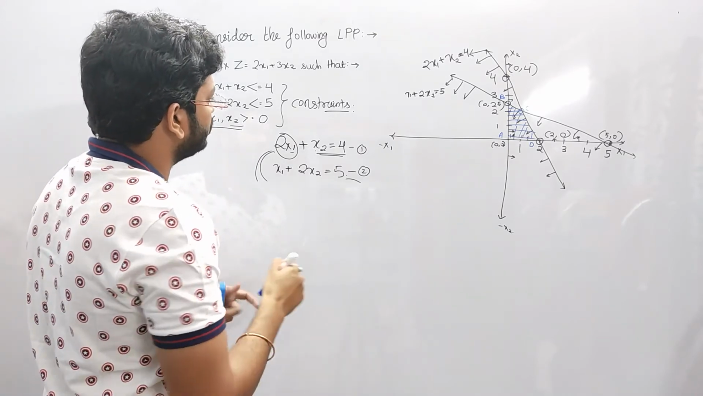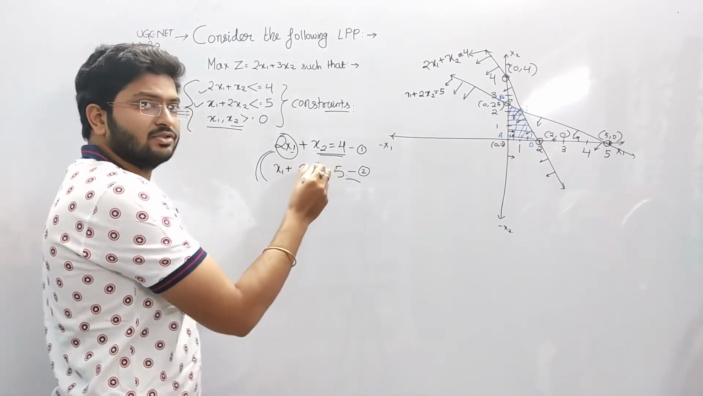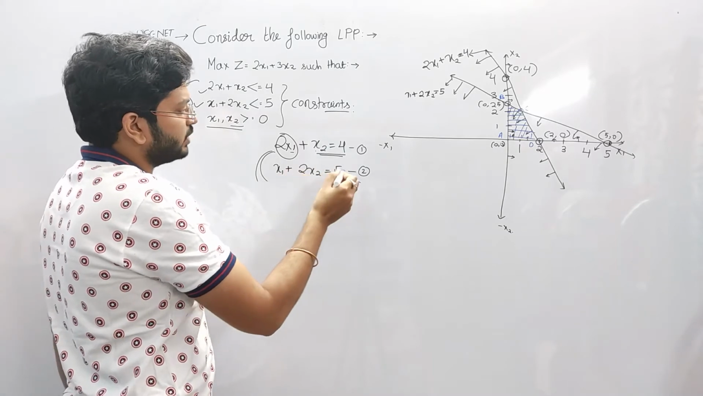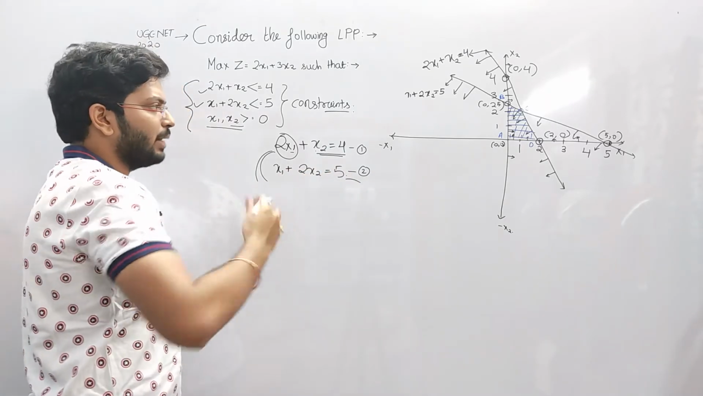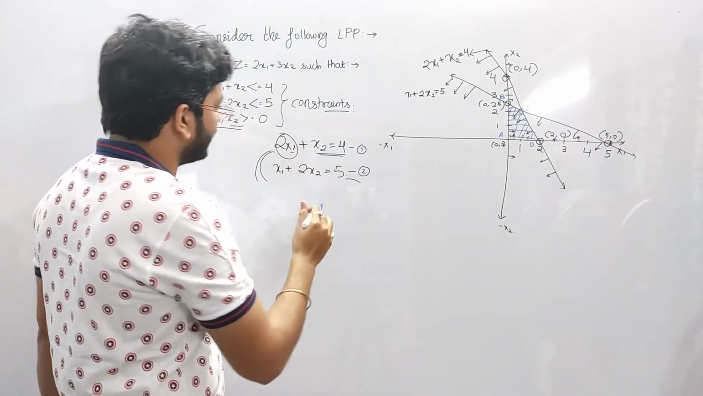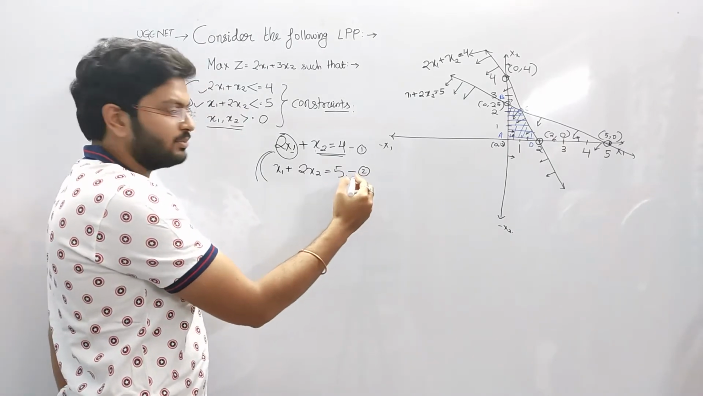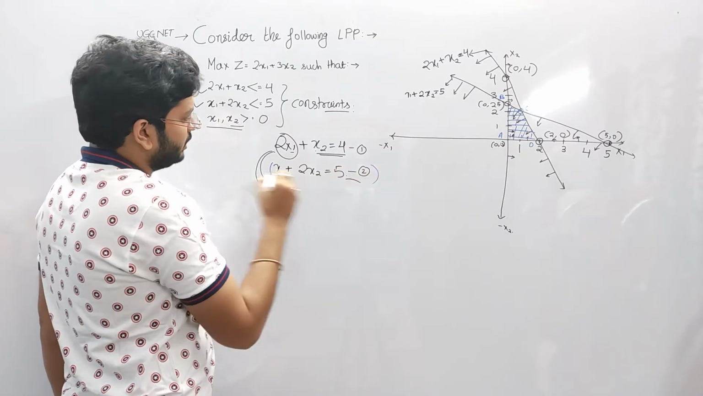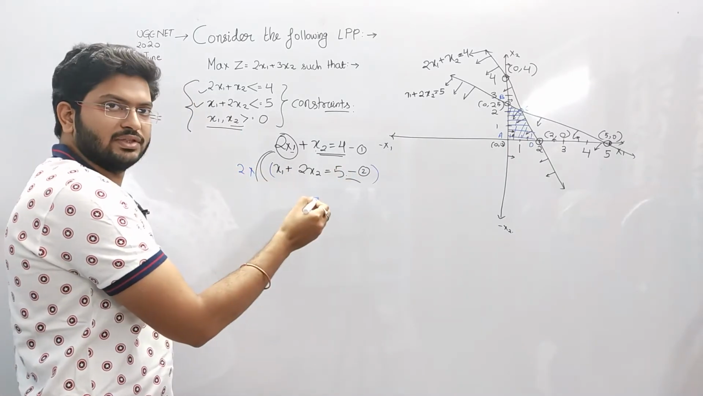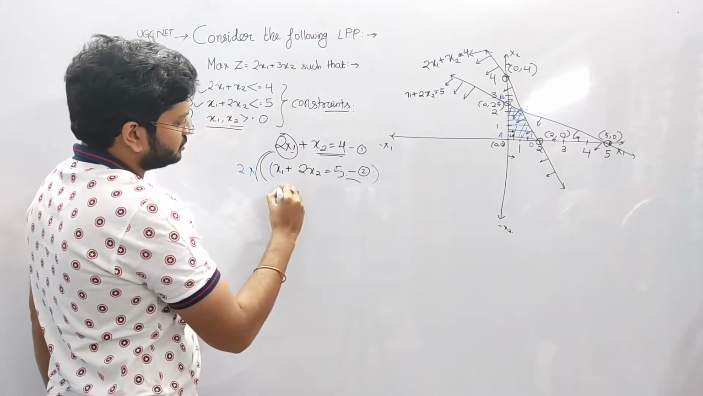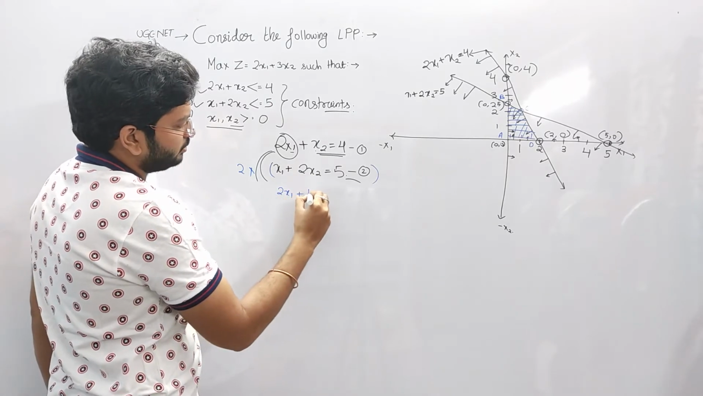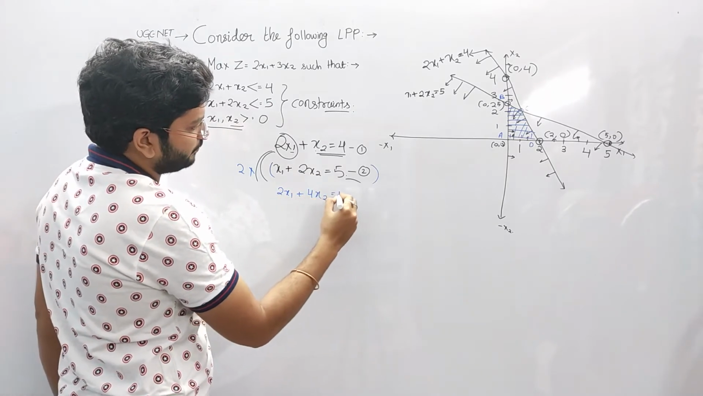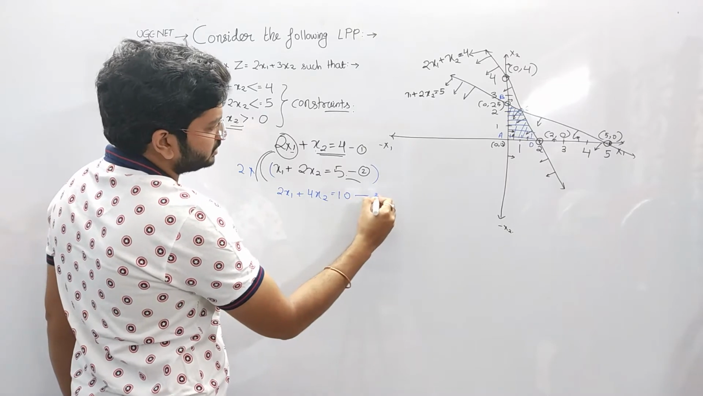Now let us solve these two equations. Here you have 2x1 plus x2 equal to 4 and x1 plus 2x2 equal to 5. You may be familiar with solving linear equations of this type. Now in equation 2, I am simply multiplying by 2. So if I multiply this equation by 2, it changes to 2x1 plus 4x2 equal to 10. Suppose this is equation 3.